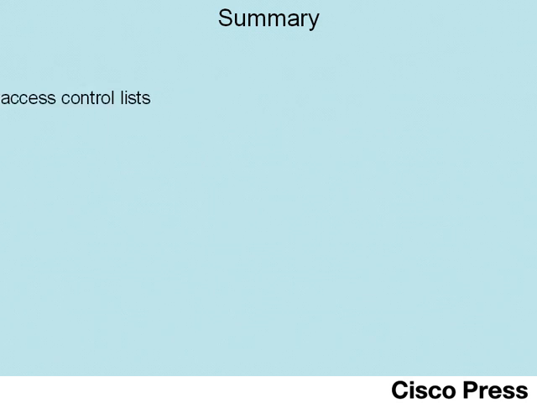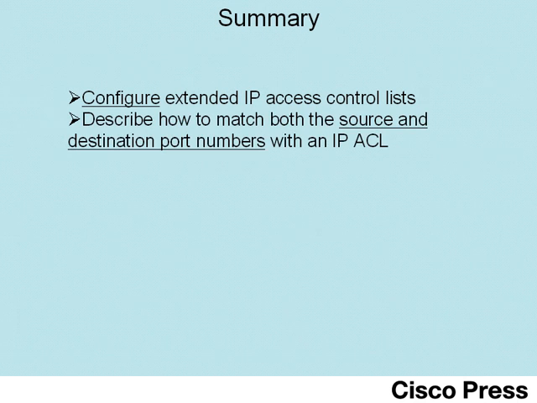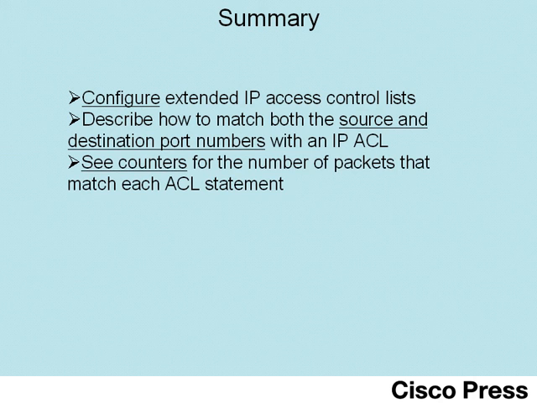In this lab, you've seen how to configure extended IP access control lists, and in particular, you've seen how to match both the source and destination port numbers with an IP access list statement. You've also seen how to use the show access-list command to see the counters that show the number of packets that have matched each statement in an access list.